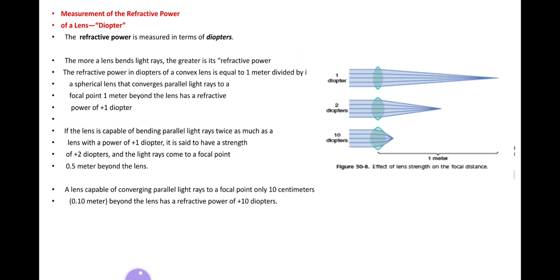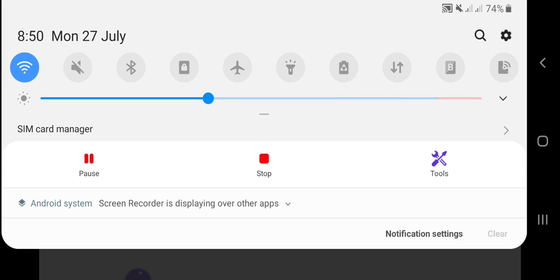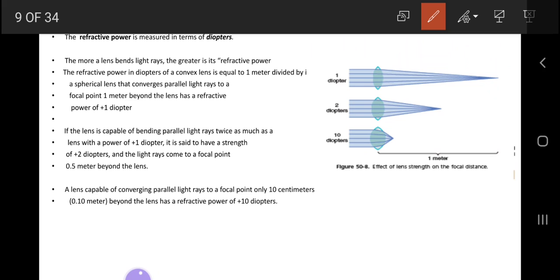How is the refractive power measured? It is measured in diopters. The more the lens bends light, the greater is its refractive power. Here are shown three spherical lenses. A lens that converges parallel rays to a focal point 1 meter beyond the lens has a refractive power of plus 1 diopter.